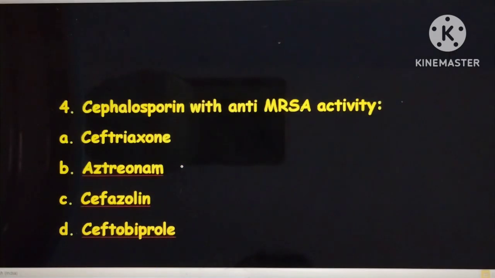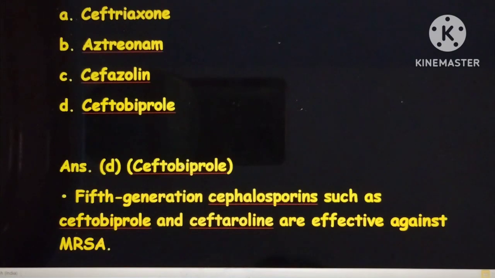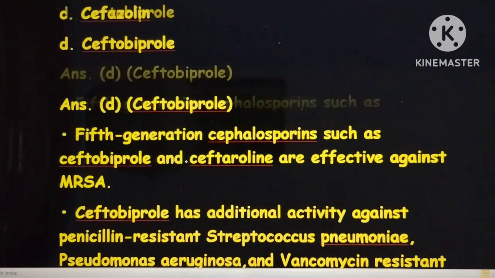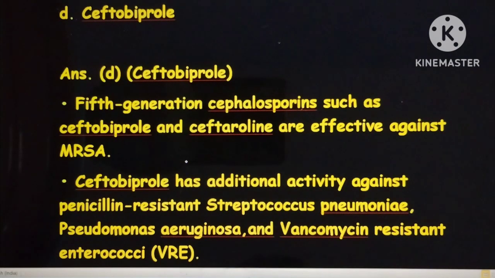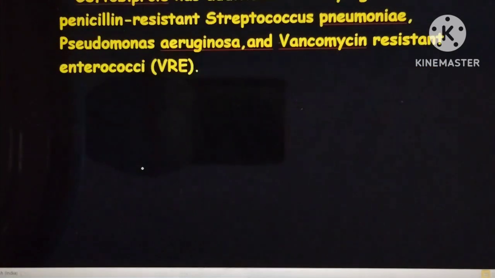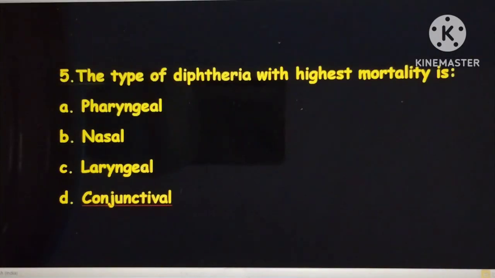Next question is: cephalosporins with anti-MRSA activity: ceftriaxone, aztreonam, cefazolin, or ceftobiprole. Ceftobiprole. Again, friends, this is a famous question which has been asked repeatedly. Only the 5th generation cephalosporins are active against MRSA, that is ceftobiprole and ceftaroline. Ceftobiprole also has additional activity against penicillin-resistant Streptococcus pneumoniae, Pseudomonas aeruginosa and vancomycin-resistant enterococci.